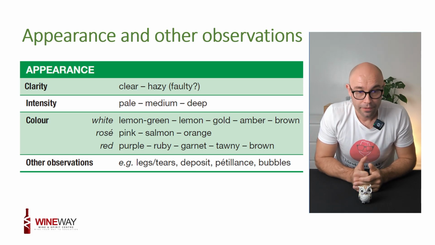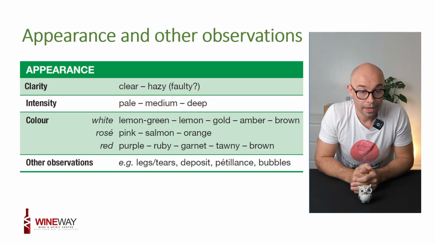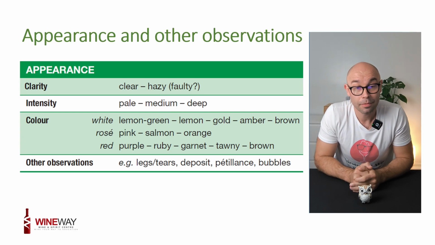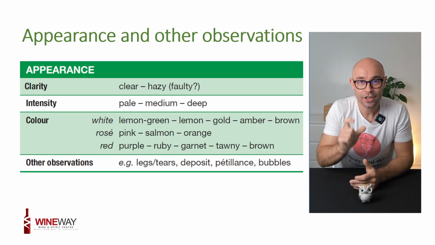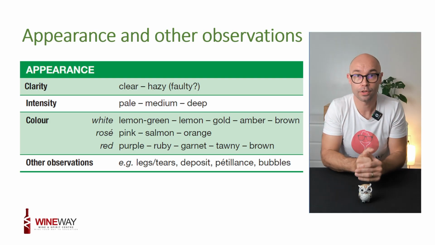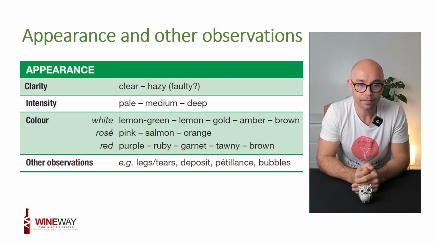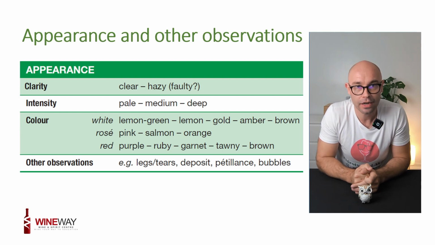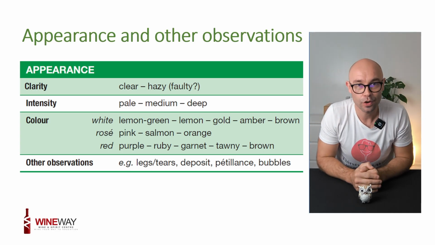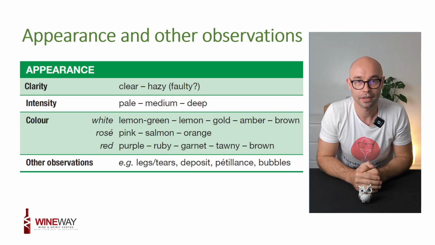For the color itself, the white wines can be described as lemon green. Just to give you an indication here, lemon green is the only color that actually has two words that can be used as one descriptor. Lemon green usually comes from wines that are very young and or from a cool climate. So for example, the newest vintage of Sauvignon Blanc will quite frequently be lemon green.